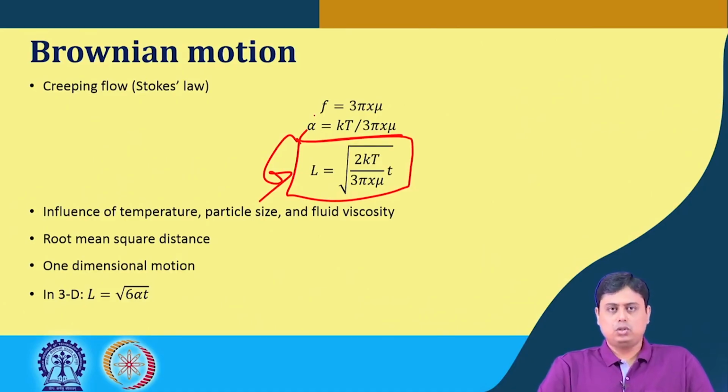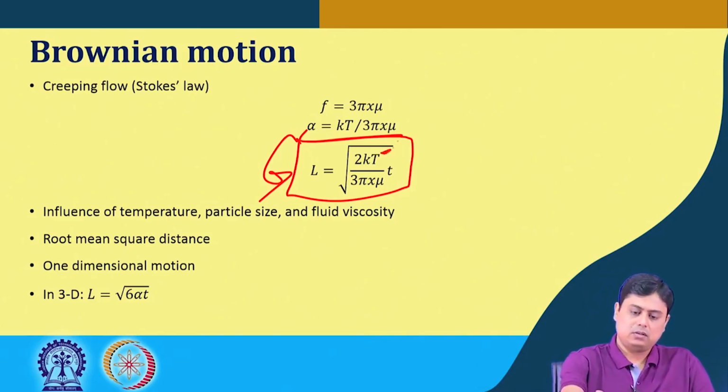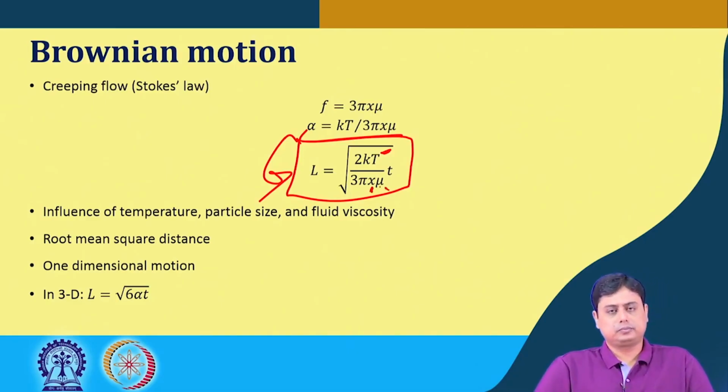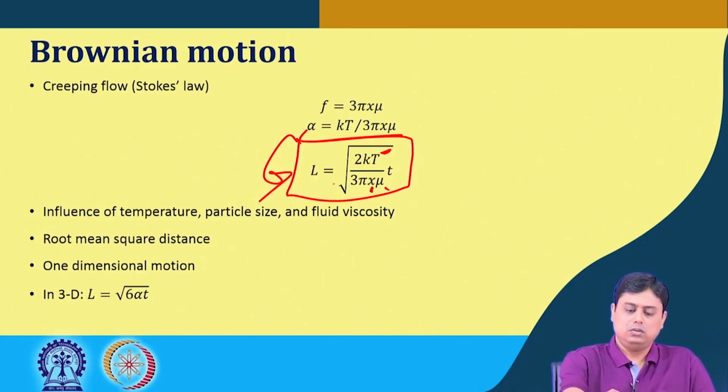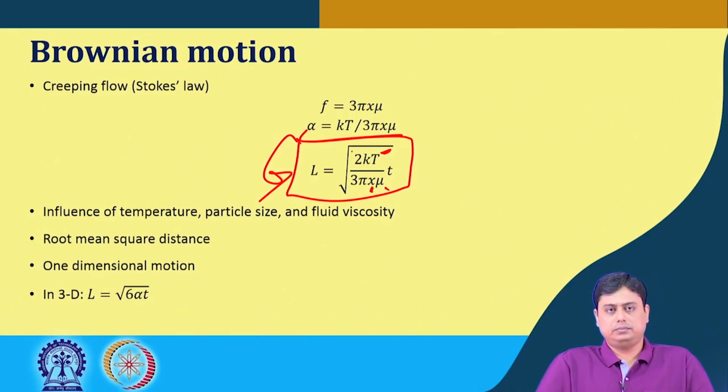This expression shows that the length it travels is dependent on the temperature, particle size and fluid viscosity. It also shows that the time and the length it travels are related by a square root relation. This length, or the average length, is also called the root mean square distance.